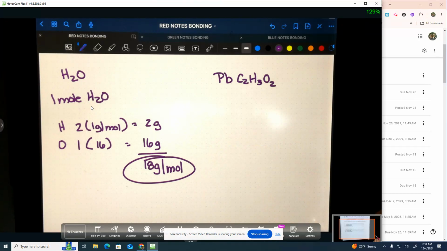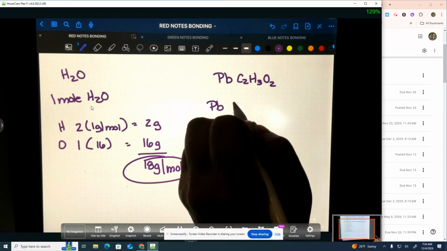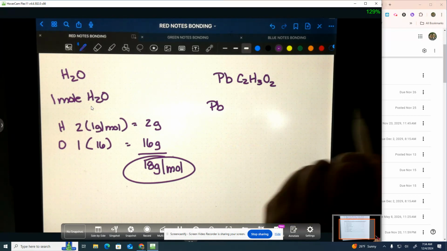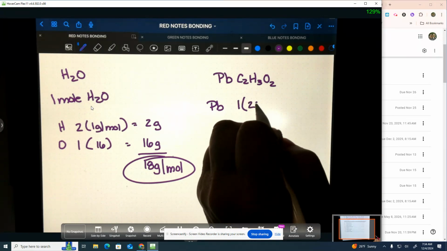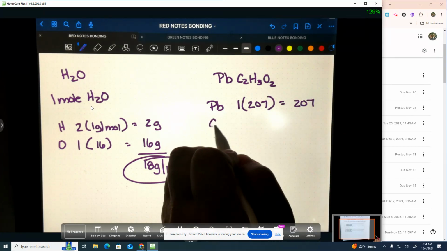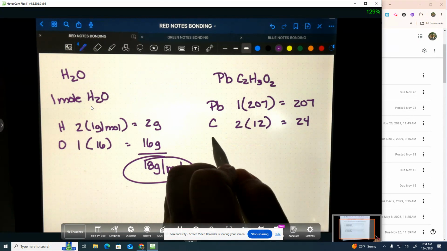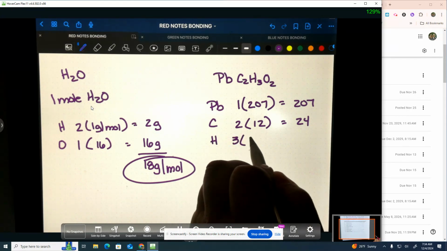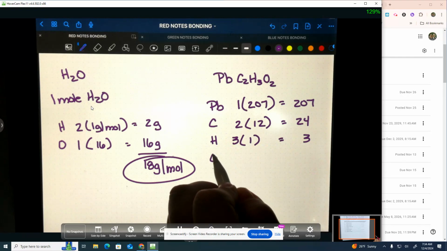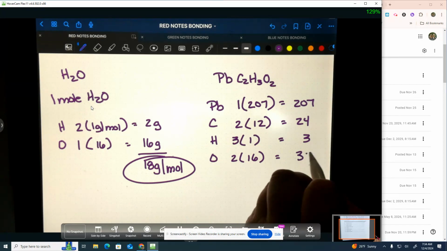would be 1 mole. What about the lead acetate? Would the lead acetate weigh 18 grams? Probably not. So let's figure out how much it would weigh. So lead, how many of them are there? 1. And it weighs 207. Okay, so that's 207. Carbon, there's 2 of them. They weigh 12. That's going to be 24. Hydrogen, there's 3 of them. They weigh 1. That's 3. And oxygen, there's 2 of them, and they weigh 16 apiece. That's going to be 32.